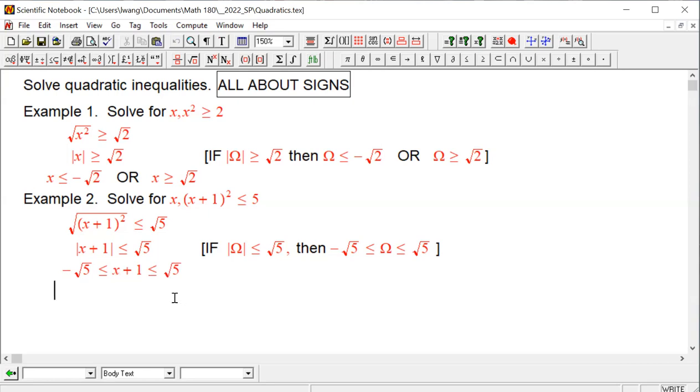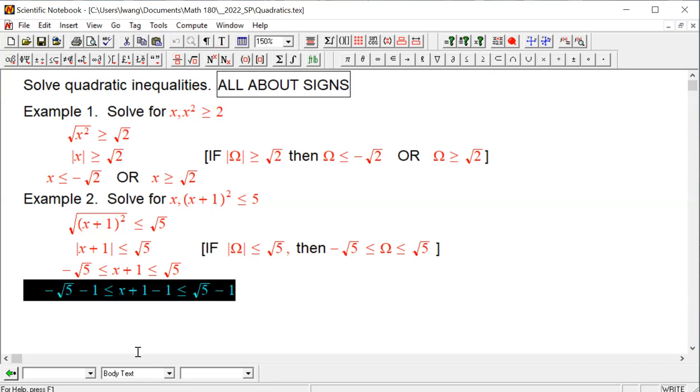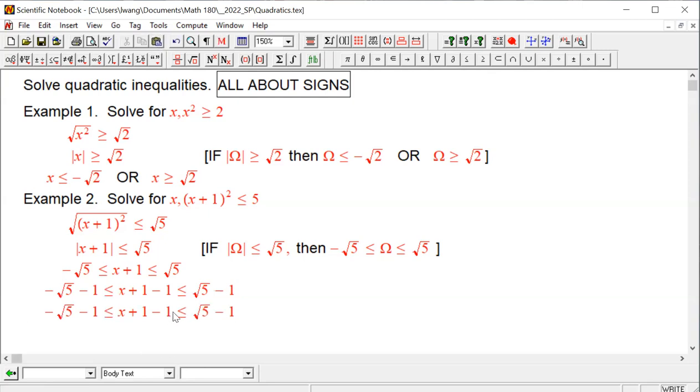Then you just have to subtract 1 on every side. So you have negative root 5 minus 1, then x, then root 5 minus 1. So subtract 1 on every side: this side, this side, and that side. Then x is isolated, so that's the solution. The solution is already found.